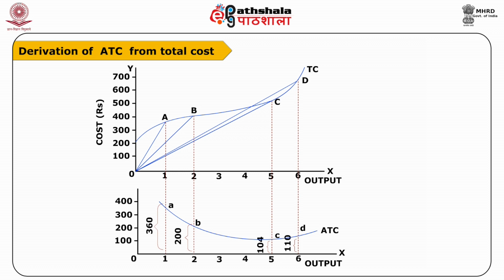The slope of a ray from the origin falls up to point C on the TC curve and rises afterwards. The ray from the origin is tangent to the TC curve at point C. Thus, the ATC curve falls up to point C and then rises, giving it a U shape.